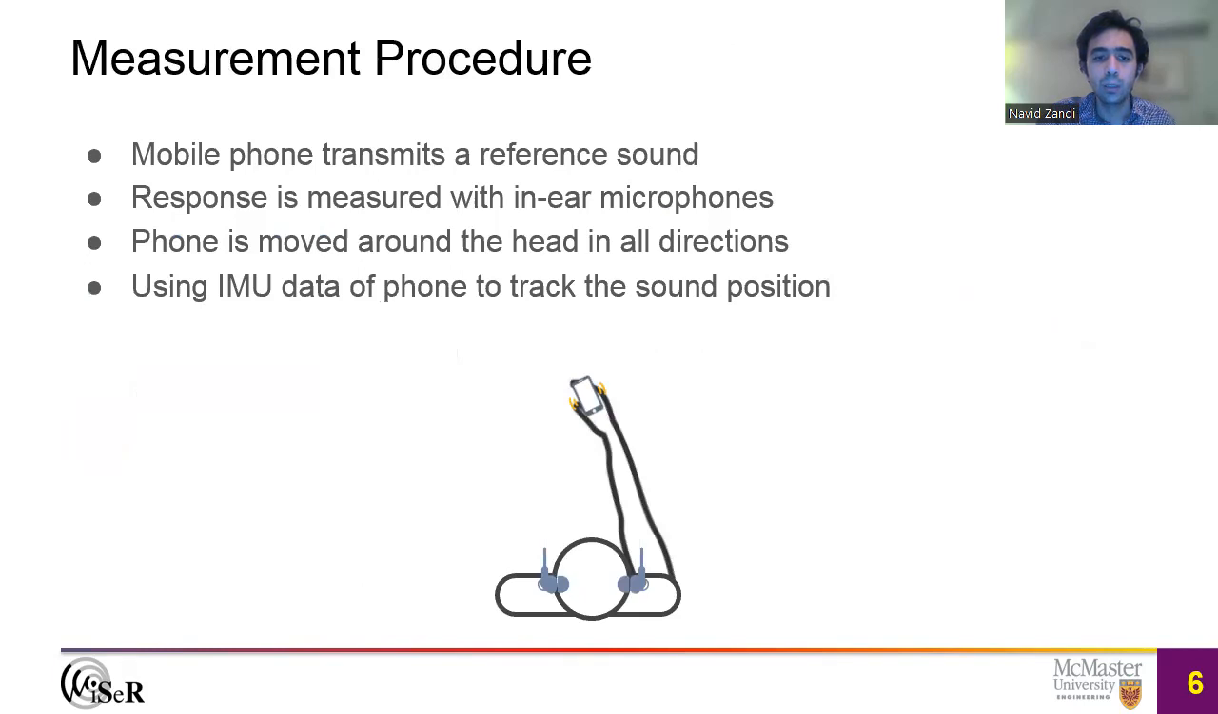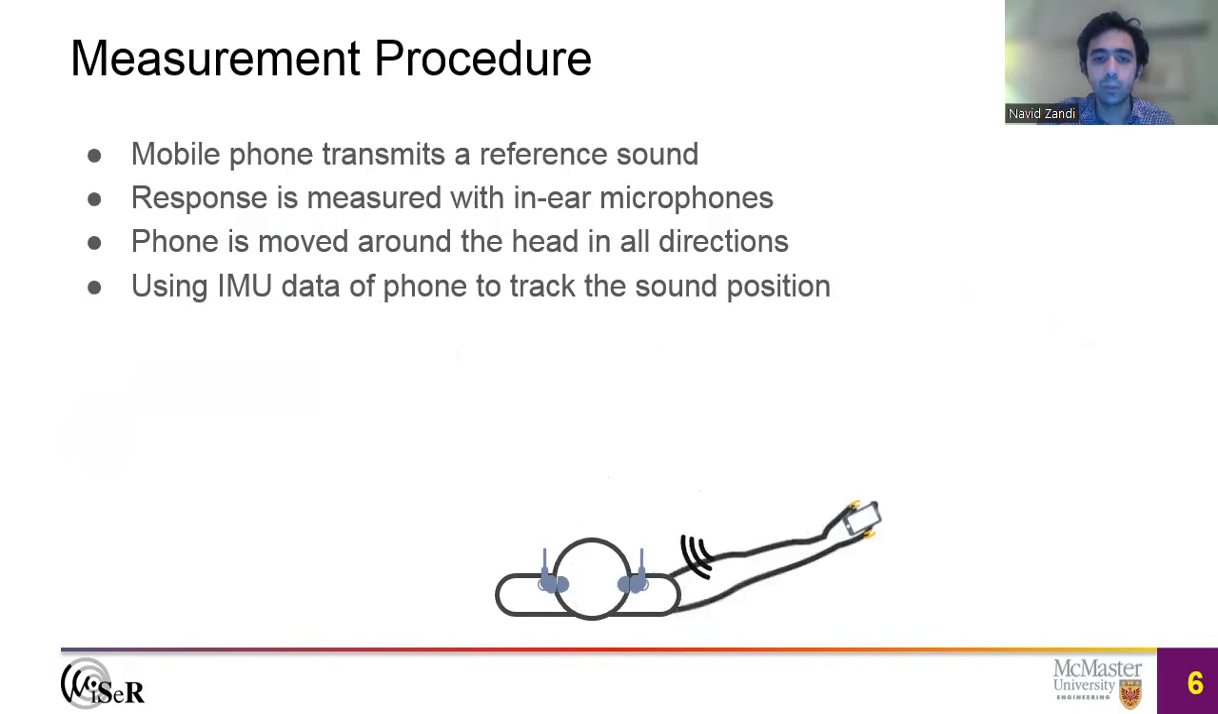How do we collect data from any user? To collect data from users, we ask them to hold a mobile phone in hand and stretch their arms as far as possible. Then move the phone around in all directions, pause at arbitrary positions, and play a reference sound with the phone. The sound is recorded by two in-ear microphones.